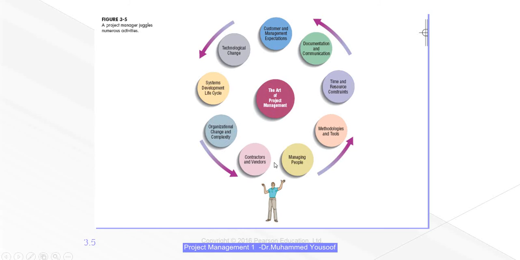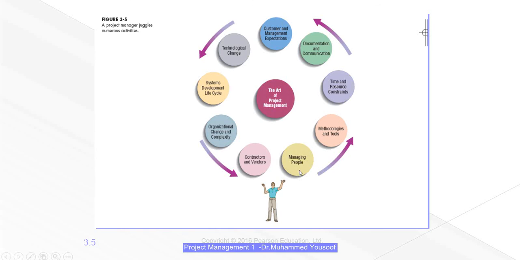The next one is what? Contractors and vendors. It's very important that you are going to deal with many contractors and vendors in order to develop the system. Sometimes you may have to outsource. We have seen what is outsourcing in chapter 2. Sometimes you have to outsource certain things from outside vendors. That's also very important.